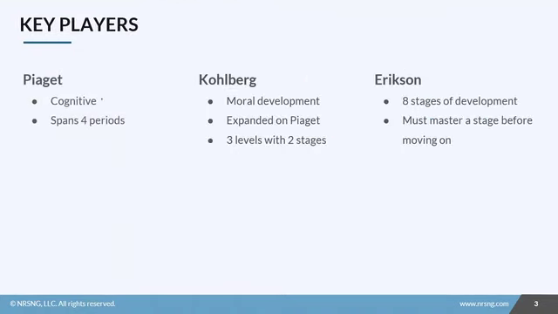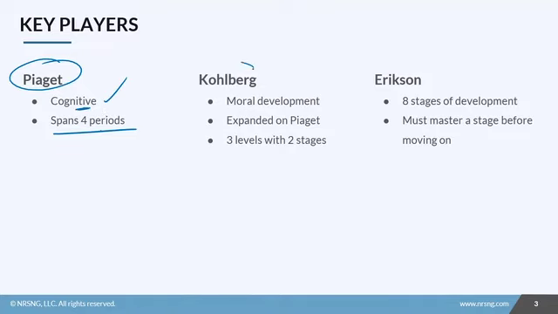There are three main players that we're going to focus on when we talk about all of our developmental theories. And the first one is Piaget. He was a psychologist. He really focused on the cognitive aspect, and that's what all of his research was on. The big thing to remember about Piaget is that his theory spanned over 4 periods. And it really focuses on this cognitive perspective.